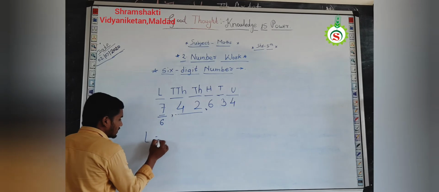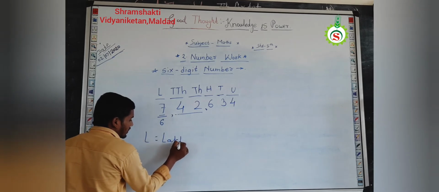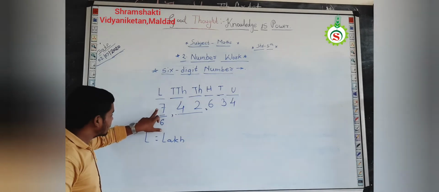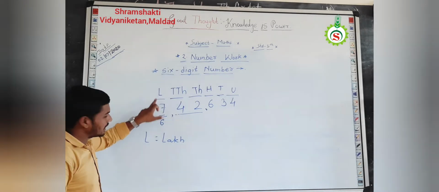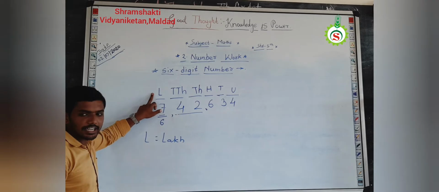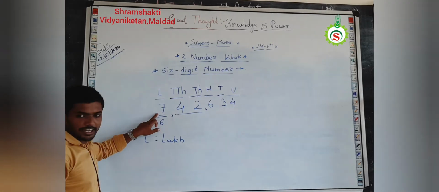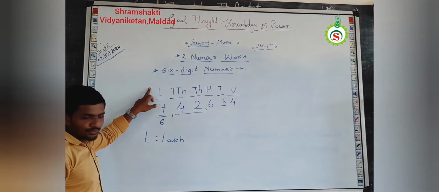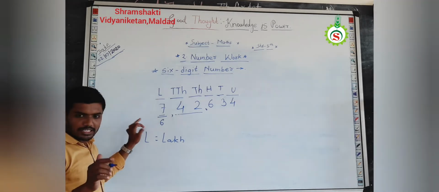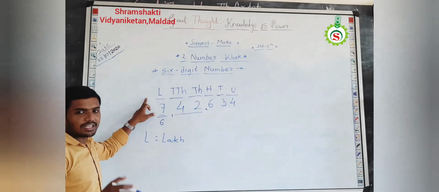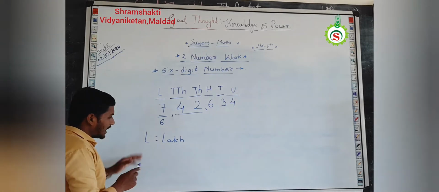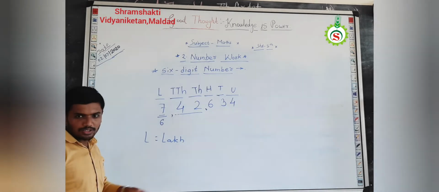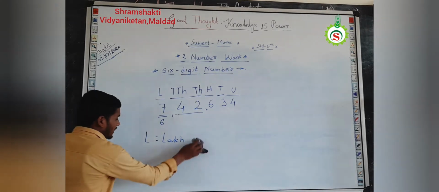L means lakh. If there is a 7, that means 7 lakh. If there is an 8, that means 8 lakh. If there is a 10, that means 10 lakh. If there is a 12, that means 12 lakh. If there is 50, that means 50 lakh. That means the 6th place is called the lakh place. So L means lakh.